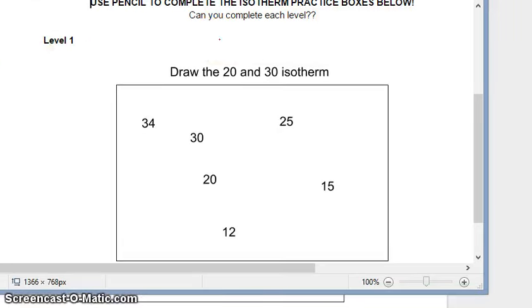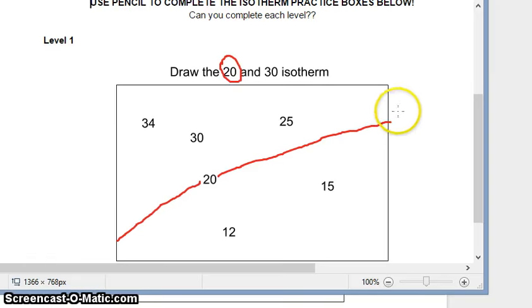So the first one asks you to draw the 20 and 30 isotherm. So what we do is we just take our pencil and we draw a line, and what we're saying is a 20 isotherm means anything on the line is equal to 20 and anything below the line is less than 20. So I can just start my line here, moving right through. Alright, I'm going to label that 20. It's hard to write numbers with paint.